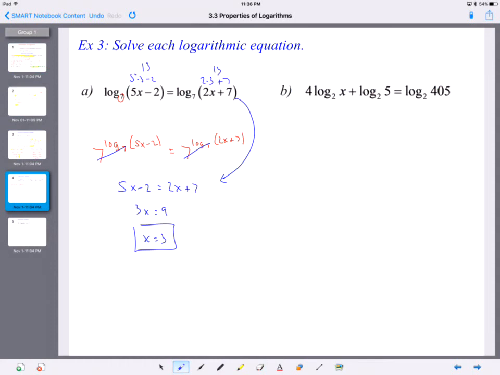Now b is similar to a, but we have a little bit more to do here. First we have addition, and maybe even before that we have this 4 in front that we're going to have to simplify. The first example gave you a logarithm equal to a logarithm. This is a logarithm plus a logarithm equal to a logarithm. Some of you might say, why can't we just use inverses, and say 2 raised to log base 2, 2 raised to log base 2, 2 raised to log base 2, and we'll just sit here and go cancel, cancel, cancel.